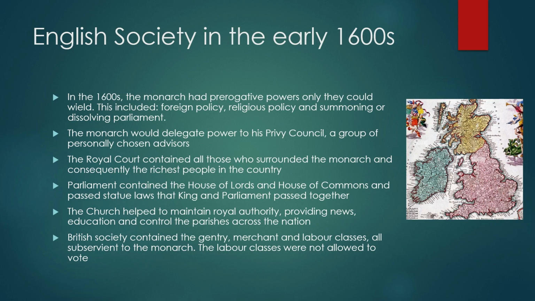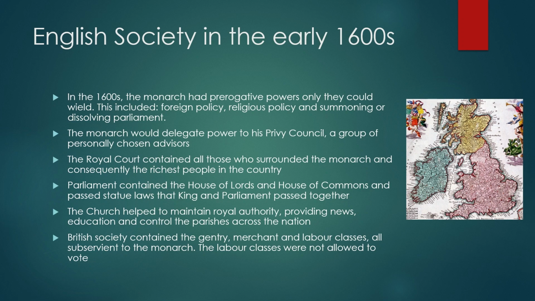The next point is about how English society was structured in the 1600s. Now, in this time, there are various different parts to what we call British society. The main ones that we're going to look at are, first, the monarch itself. The monarch was the absolute top of society, whether it was a king or a queen. The monarch was the one with what's called prerogative powers. This meant that they had exclusive powers that only they, as the monarch, could have access to.